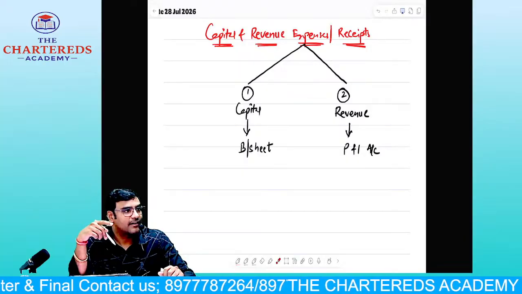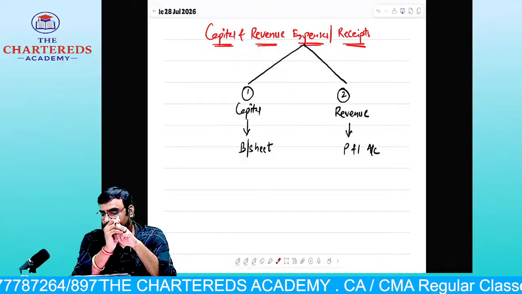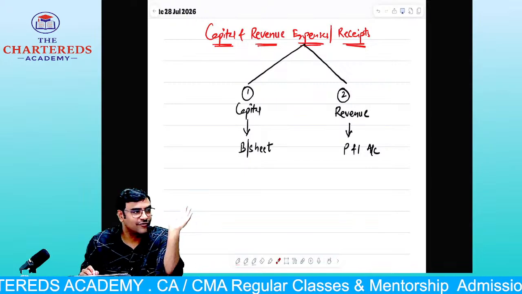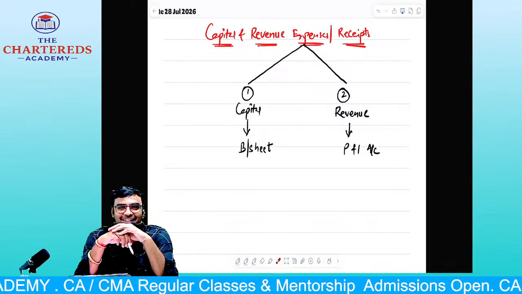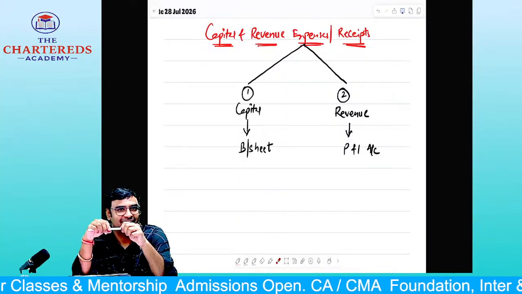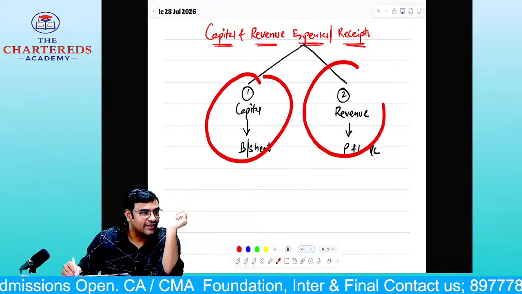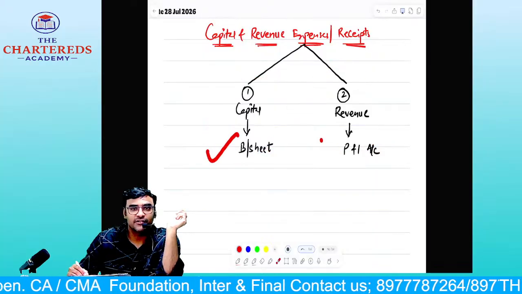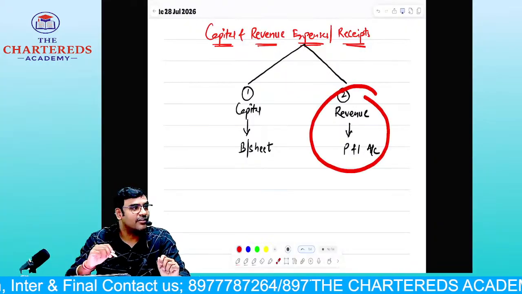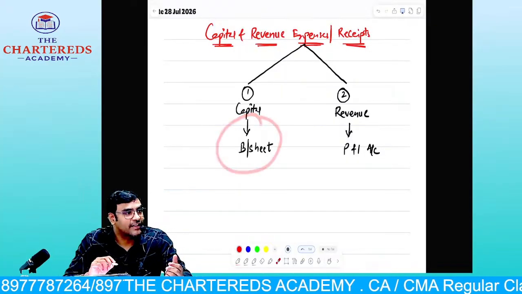Here a disturbance comes. Right. So now you know expenses are classified into capital and revenue; capital will go to your balance sheet, revenues will go to your P&L. If you make a mistake, will profits get affected or not? Tell me. Will the balance sheet get affected or not?